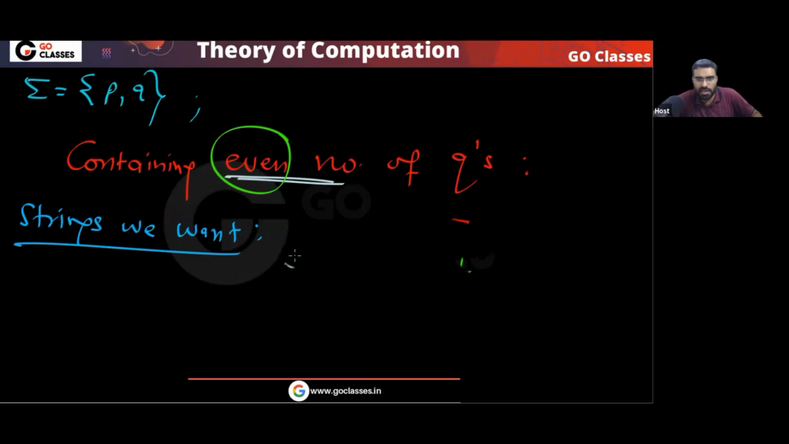Finally, this is the idea. Any number of p's can come. There is no problem with p. Any number of p's you can put. But if this is the first q, if q comes, then they will come in pairs. Do you agree with me? The q's will come as couples. Remember, these are the couples.